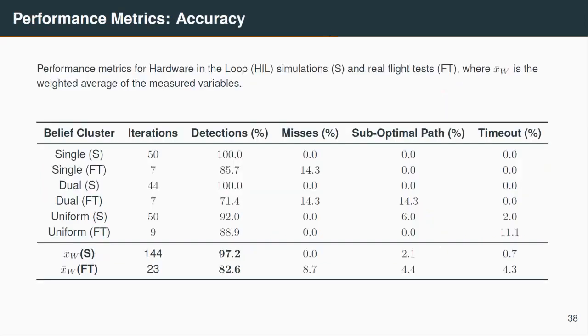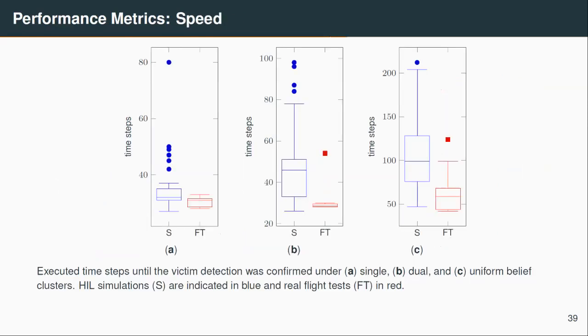Overall, the system was quite performant to detect objects for most of the setups. We achieve an overall accuracy of 97.2% in simulation and 82.6% for real flight tests. About the duration of the system to detect a victim, we get closely related values between simulation and real flight tests, with a significantly higher amount of steps to detect dual clusters and just to explore the environment where we don't know an approximate location of our victim.